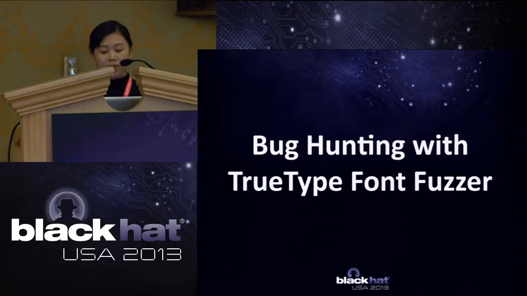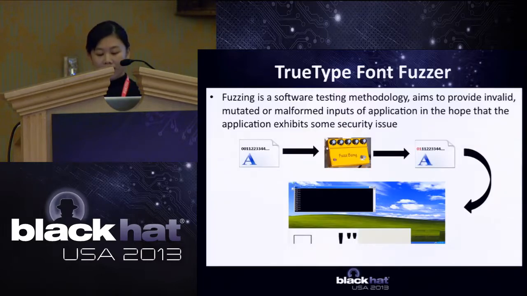In this section, we will discuss the bug hunting with our TrueType font fuzzer. In our TrueType font fuzzer, we will feed the Windows operating system with crafted fonts generated by our fuzzer. There are two actions included in our fuzzer for every test case. Firstly, open the font file using fontview.exe, and secondly, display the default character map contents in the font file.